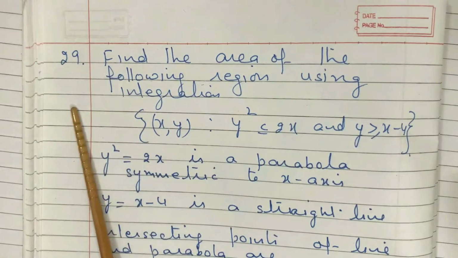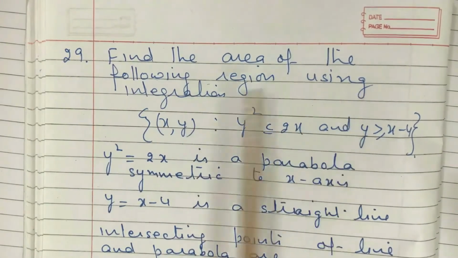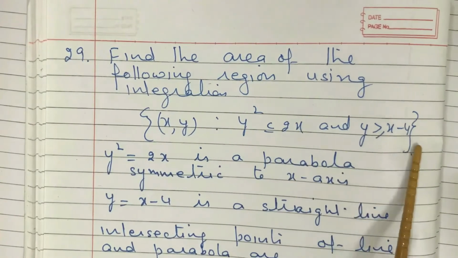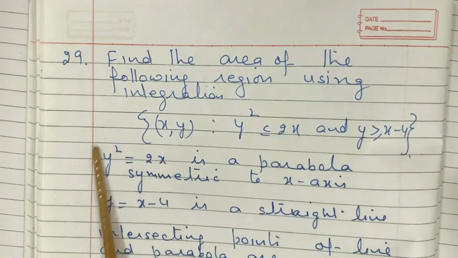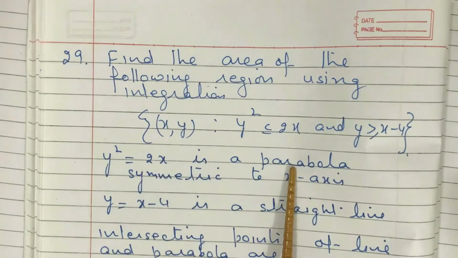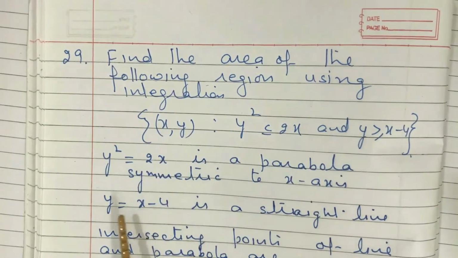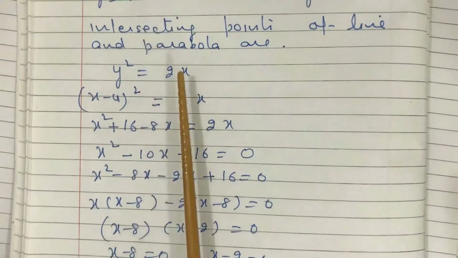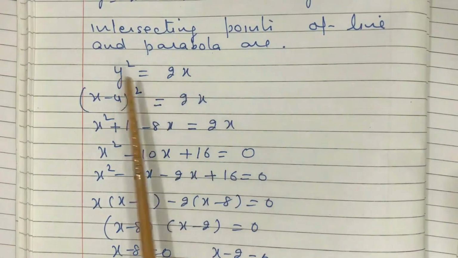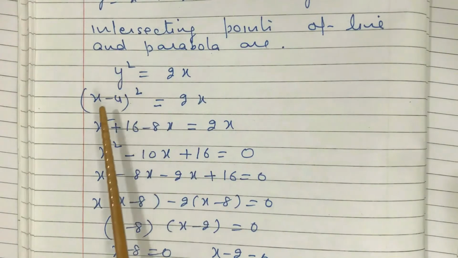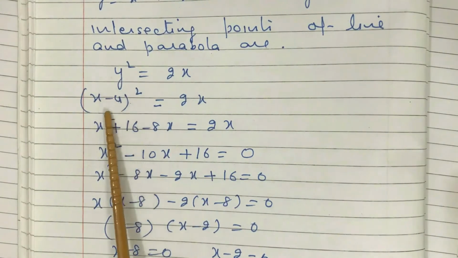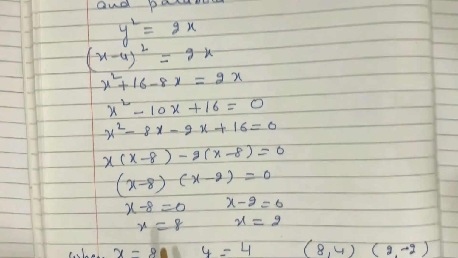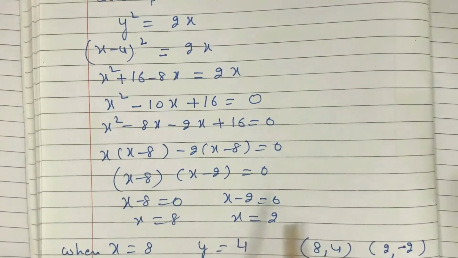Now 29th question. Find the area of the following region using integration: {(x, y): y² ≤ 2x and y ≥ x - 4}. If we write y² = 2x, it's a parabola symmetric to the x-axis, and y = x - 4 is a straight line. First we will find the intersecting points of the line and parabola. y² = 2x, instead of y write x - 4. So (x - 4)² = 2x. Keep on solving this. You will get x = 8 and x = 2.